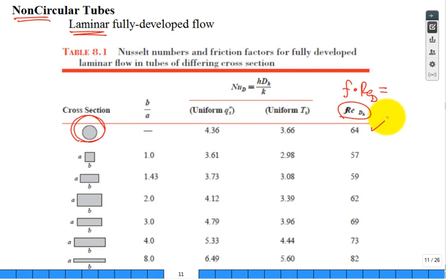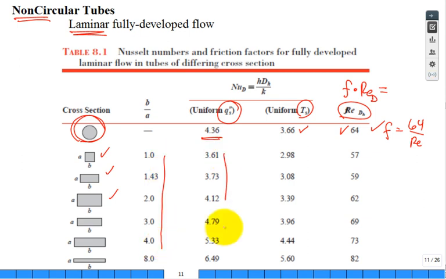Does that look reasonable? Remember, f is equal to 64 divided by the Reynolds number. That's the equation often put on the Moody diagram. So this is familiar territory. And then look, 4.36 if you have constant heat flux, or 3.66 for constant wall temperature. That's all familiar territory. But you come over here, square, different rectangles or shapes at different aspect ratios, and somebody's worked out the Nusselt number for constant wall heat flux as well as constant surface temperature as well as the friction factor.